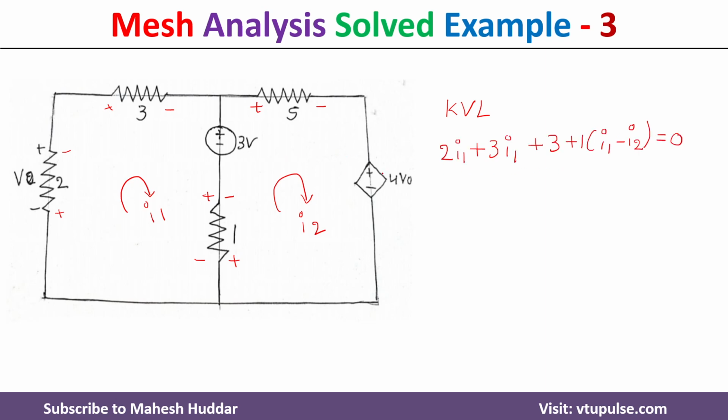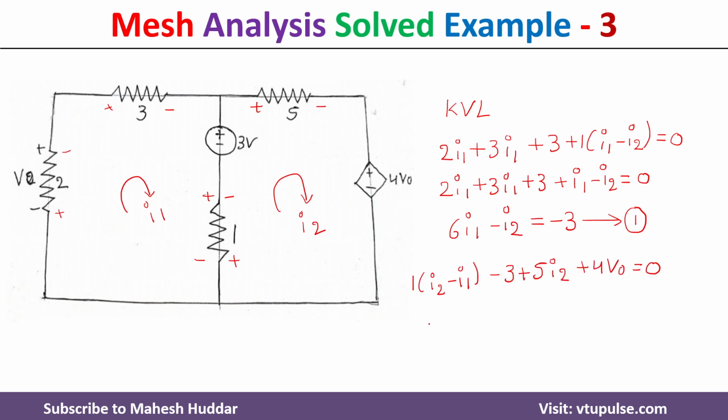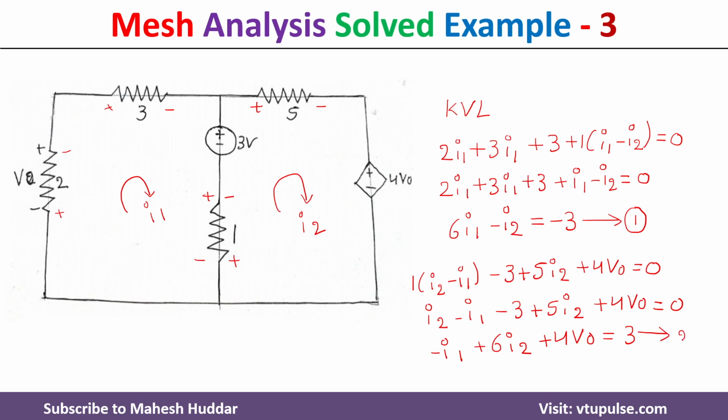By simplifying this equation, we will get 6I1 minus I2 is equal to minus 3. Make this one as equation number 1. And from the second loop, we will get the equation as 1(I2 minus I1) minus 3 plus 5I2 plus 4 phi naught. By simplifying this equation, we will get minus I1 plus 6I2 plus 4 phi naught is equal to 3. Make this equation as 2.